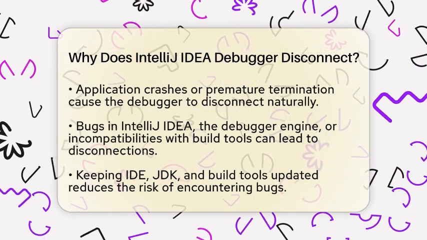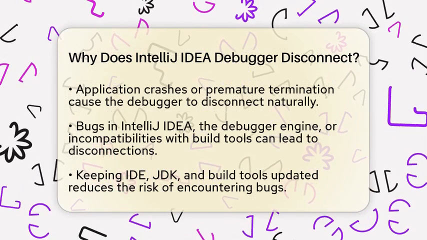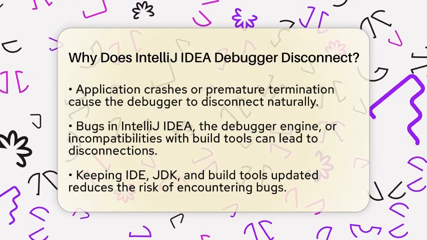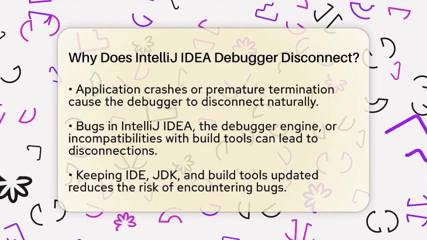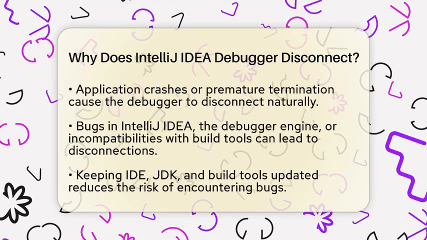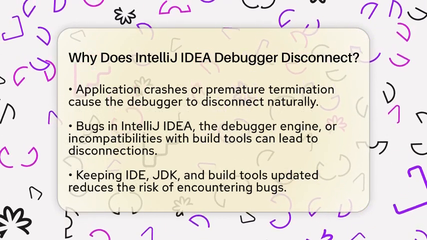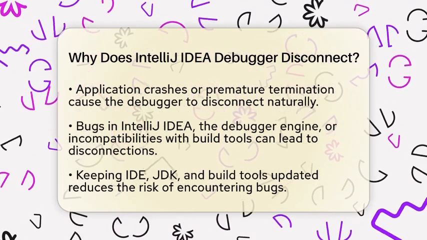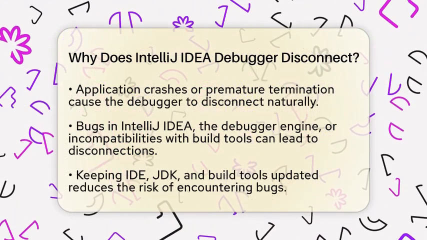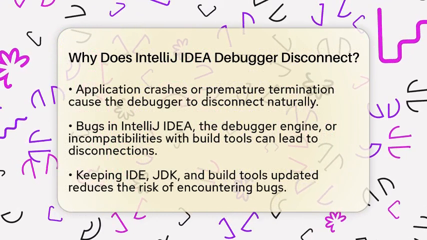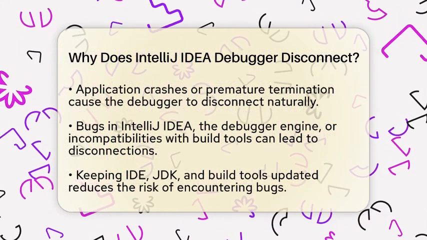Next, consider the lifecycle of your application. If your program crashes or terminates unexpectedly, the debugger will naturally disconnect because the process no longer runs. This is common when debugging short scripts or applications that exit after completing their task. Ensuring your application stays active during debugging is key to maintaining the connection.